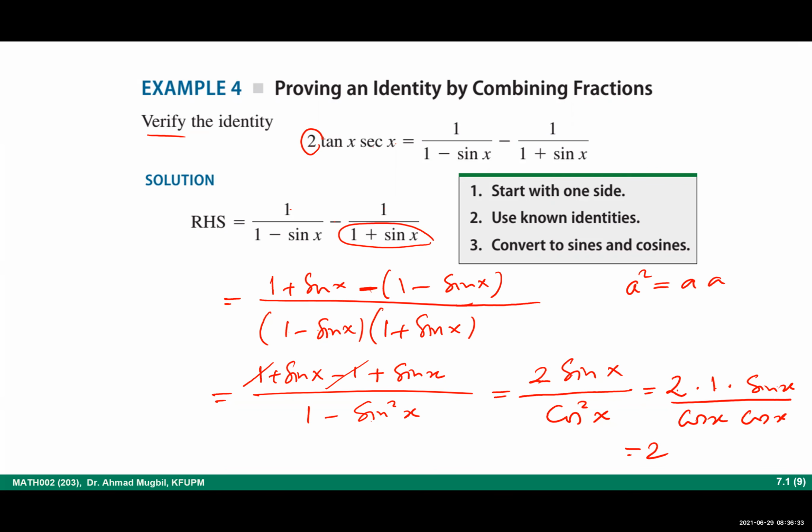What is 1 over cosine? Secant. What is sine over cosine? Tan. So we have 2 secant tan, or tan secant because multiplication is commutative. If you want, you can write it like this. This is 2 sine x, and of course sine over cosine is tan, if you want to write it with the same order. And this is 1 over cosine, which is secant. Now this is exactly the left-hand side.